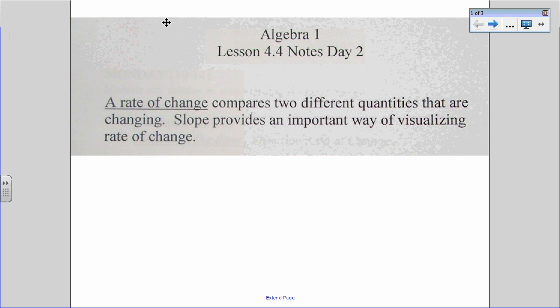So if we look at this definition or an explanation of rate of change, a rate of change compares two different quantities that are changing. So the toothpicks and the squares were a rate of change because your toothpicks were changing as your squares change.